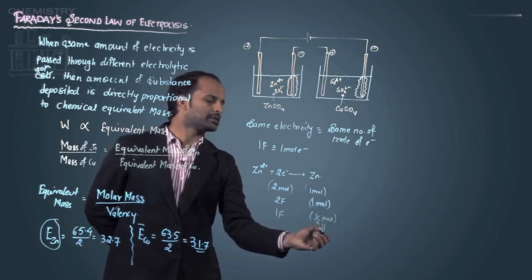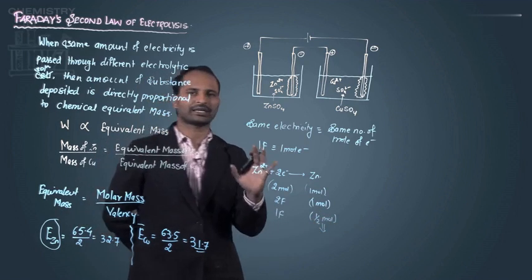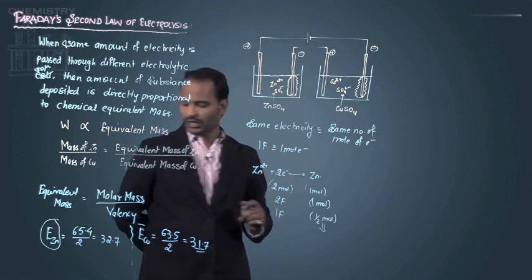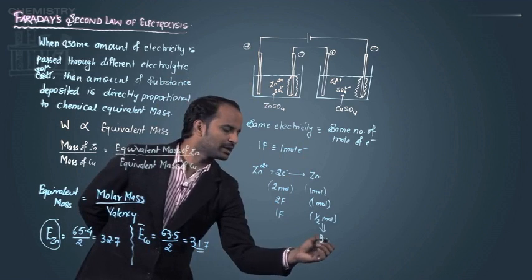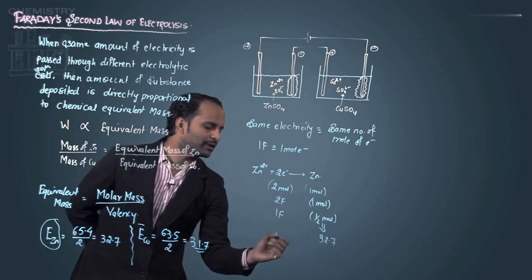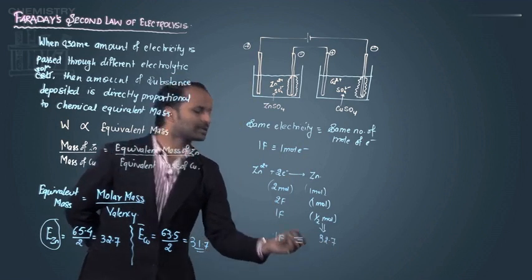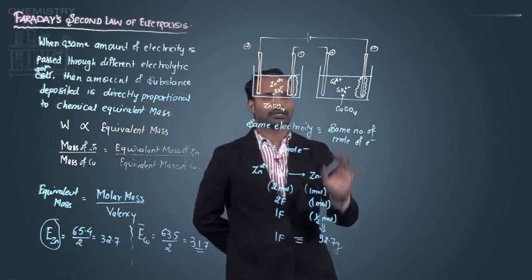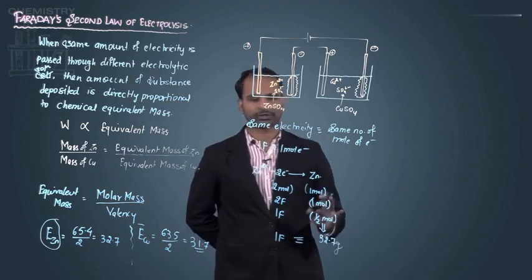Half a mole, where 1 mole of zinc is equal to its atomic mass. So 1 mole of zinc is 65.4, and half a mole will be 32.7 gram. So if I am passing 1 Faraday of electricity, the zinc deposited is 32.7 gram. Now let's see the same thing in the case of copper also.